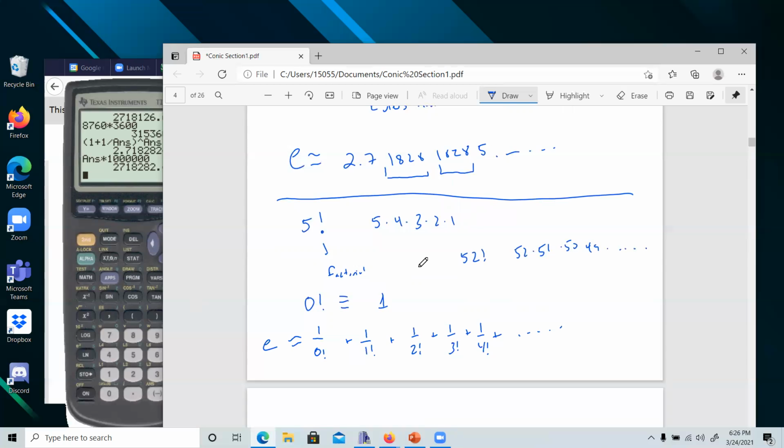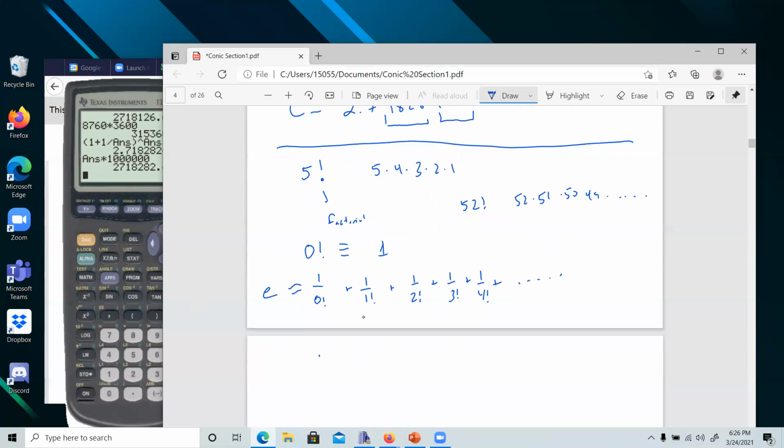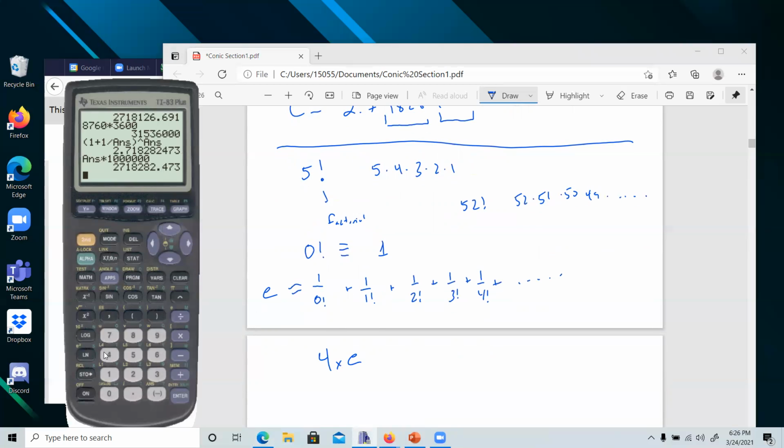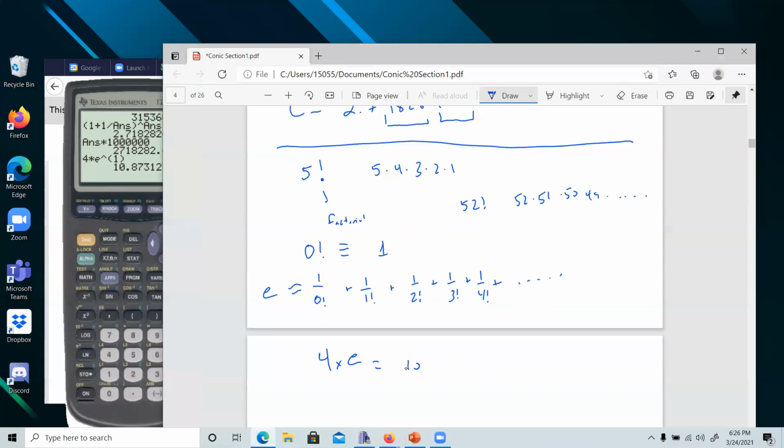When you go to do your homework, they're going to say, what's 4 times E? The way you're going to get this on your calculator is you say 4 times, and you use second function ln. It's so common to use this as an exponential function that it automatically pops up with the exponent in there. We just wanted e to the first power, because that would be e. So 4 times e is equal to 10.87, or however many decimal places they want you to go.